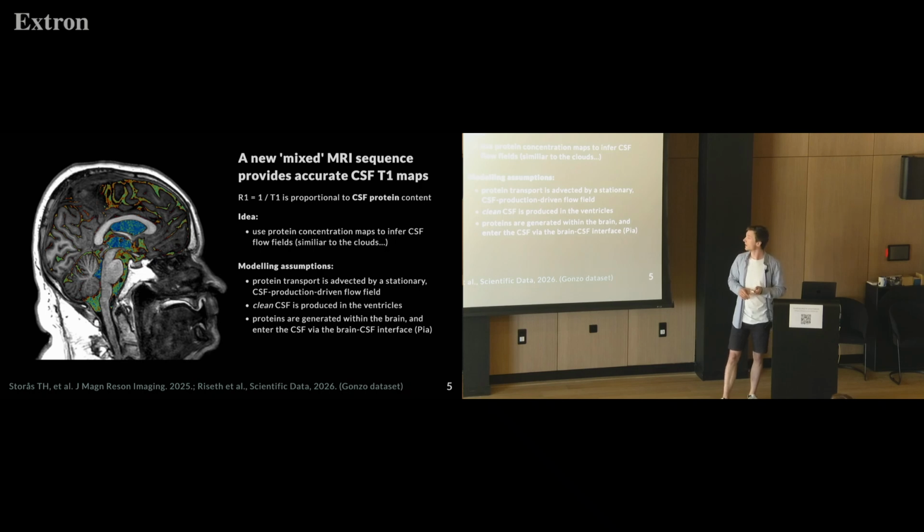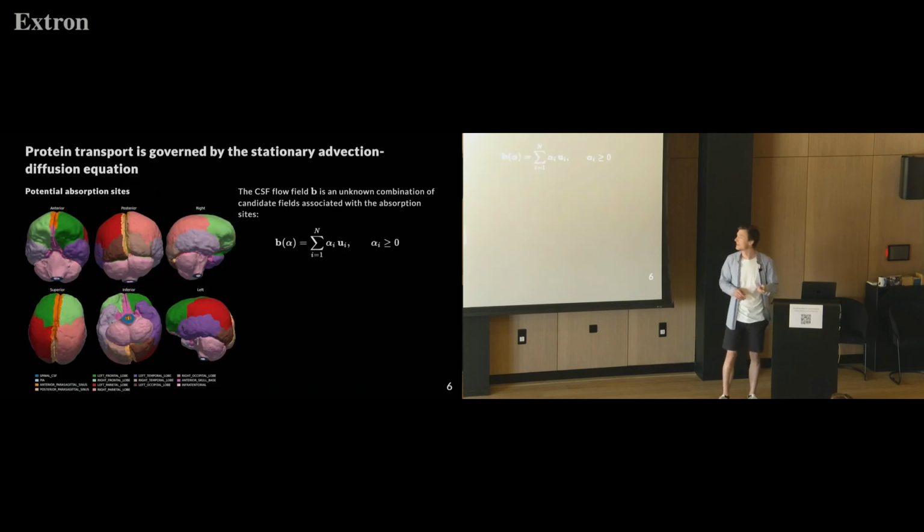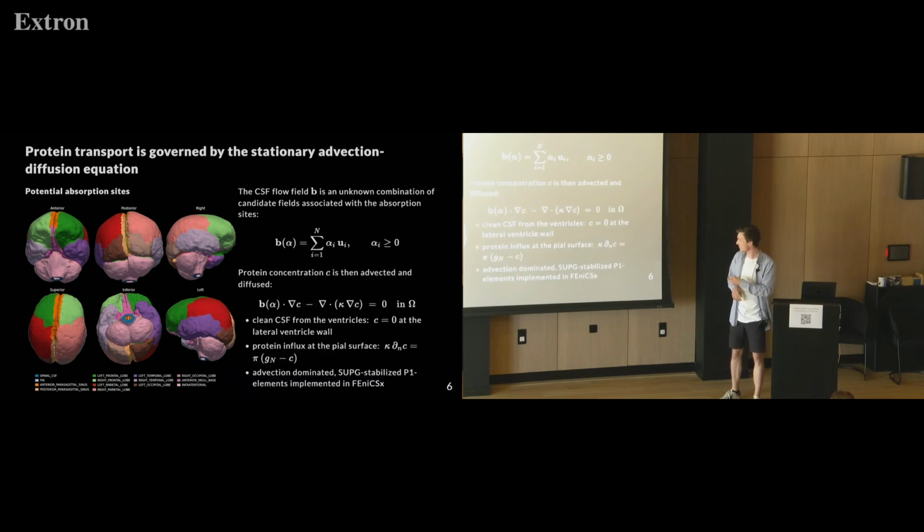So the first thing that we did then is generate a mesh and then subdivide the outer surface of our CSF domain, which is basically somewhat equivalent to the dura mater, into potential absorption sites. So we have these 15 different colors that are the different absorption sites. And then we associate one flow field with each of these absorption sites and sum them up and have this advective flow field B. And then we model this with a stationary advection diffusion equation.